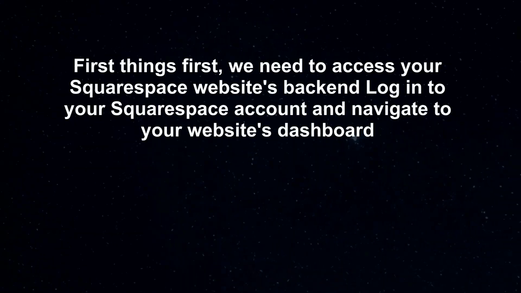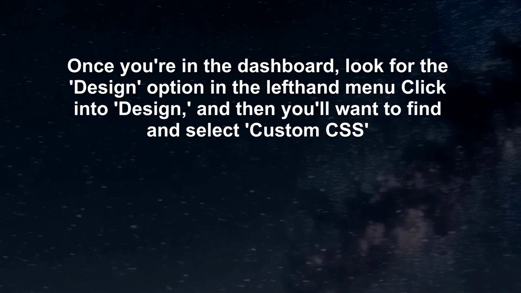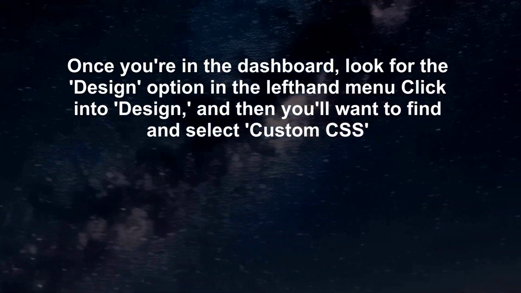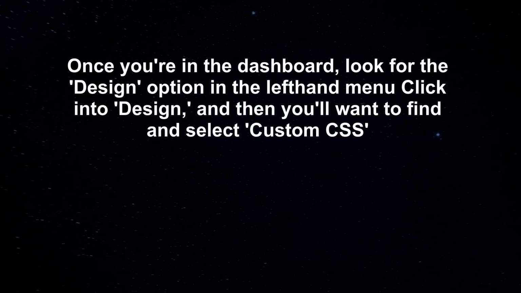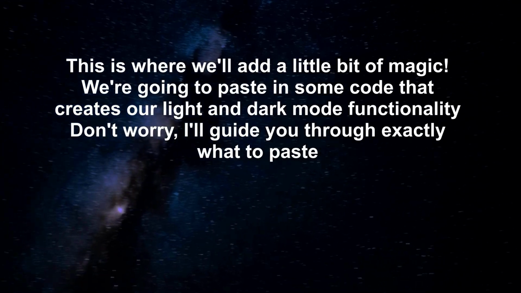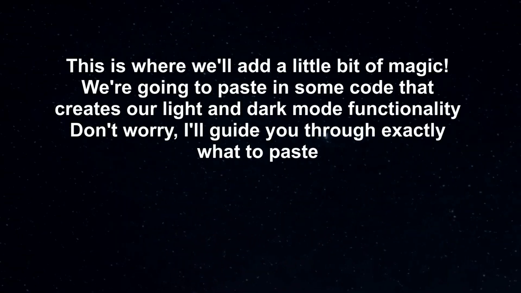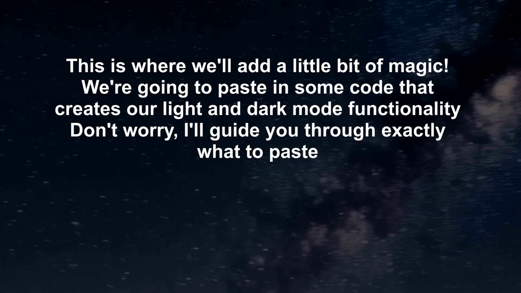website's dashboard. Once you're in the dashboard, look for the Design option in the left-hand menu, click into Design, and then you'll want to find and select Custom CSS. This is where we'll add a little bit of magic. We're going to paste in some code that creates our light and dark mode functionality. Don't worry, I'll guide you through exactly what to paste.